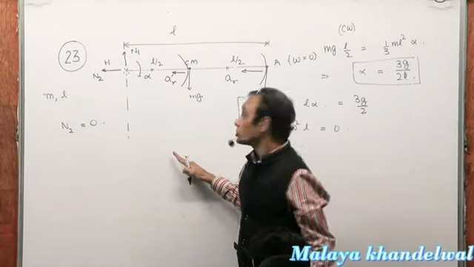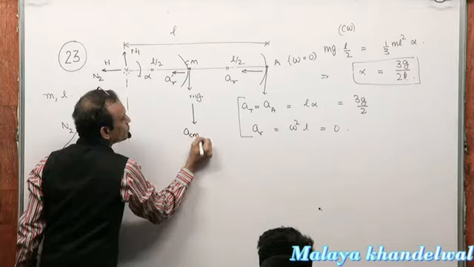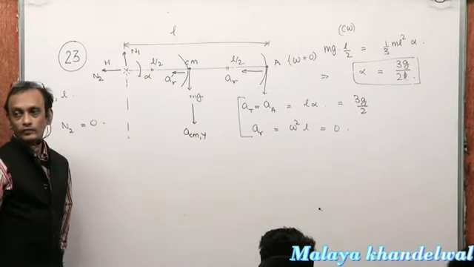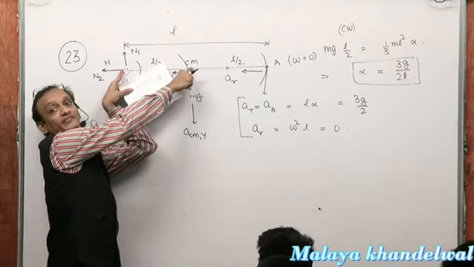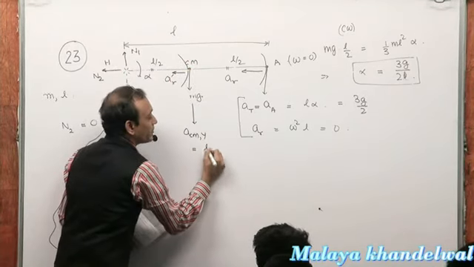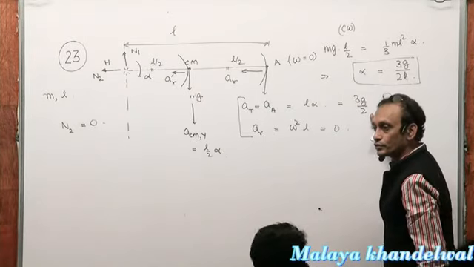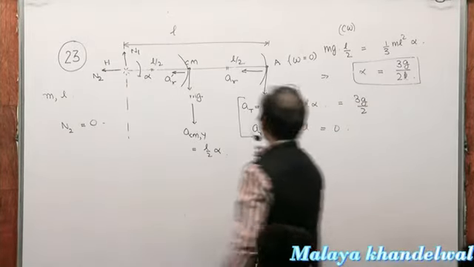Now, can you tell me the acceleration of the center of mass vertically downwards? It's moving in a circle of radius L by 2, so that's L by 2 into alpha, L alpha by 2. So that will make it 3g by 4.